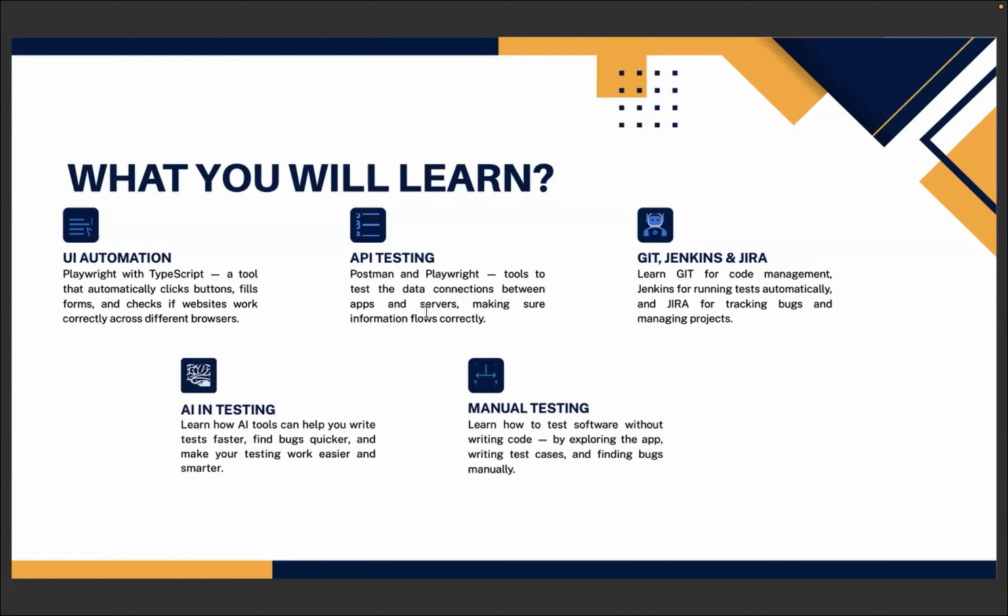First we will start with automation, and then we will discuss API testing, and then Git, Jenkins, Jira, which are used for project management. If you want to manage the automation better, when you are working with a team and maintaining the project, we will be using Git, Jenkins, Jira and so on.